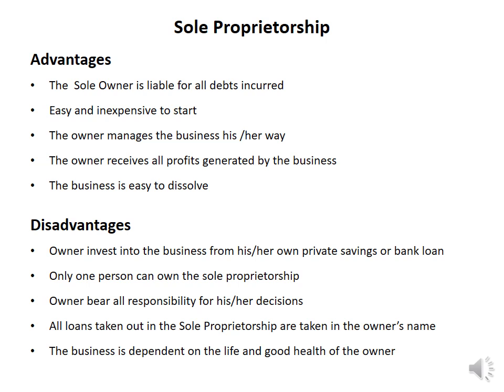The person will also take a loan on behalf of the proprietorship, and will also be responsible to pay back that loan even if the business is not doing well. The business is dependent on the life and good health of the owner. So the owner of the business needs to make sure that she's always fit and in good health to be able to run his or her business in order to make profit at the end of the day.